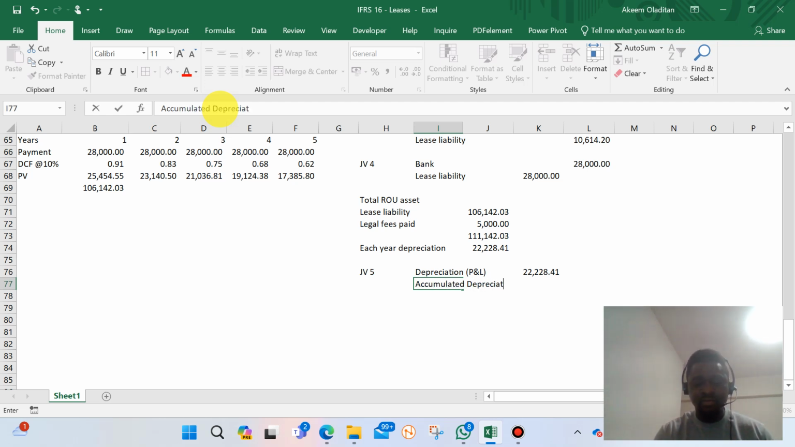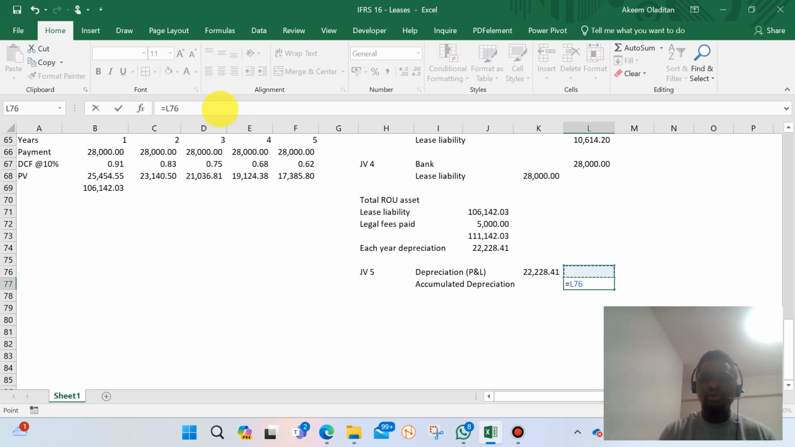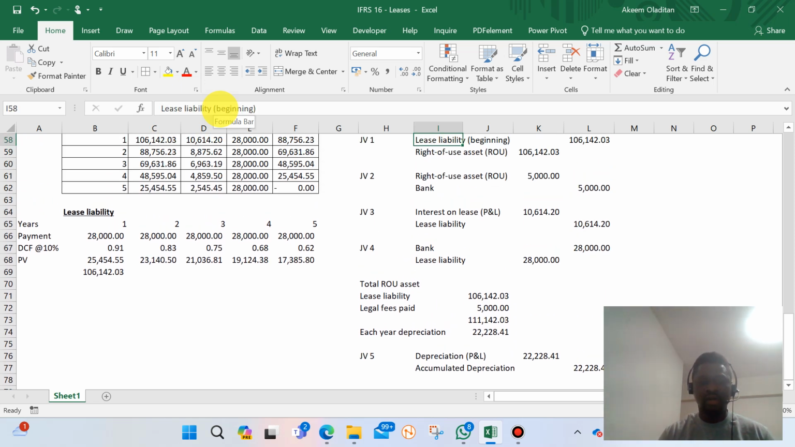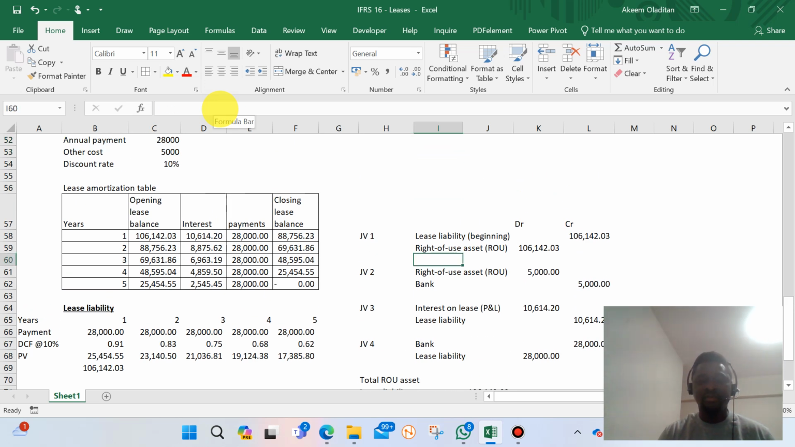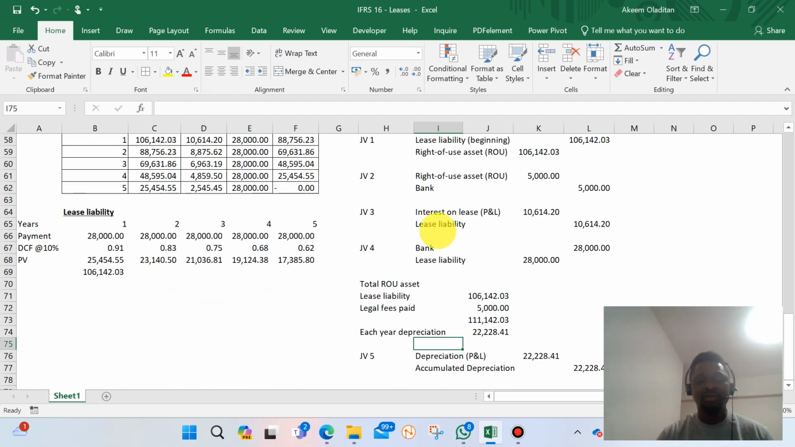Or we can say we calculate accumulated depreciation on the right of use asset itself, so that we can reduce that value. This accumulated depreciation will reduce the right of use asset. So that is how we do it, and we'll continue to charge it every single year till the end of the lease. So in a nutshell, in the books of the lessee, we have what we call right of use assets and a lease liability, and we account for it as we have stated in this example. Thank you very much.